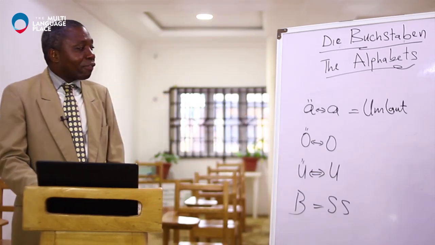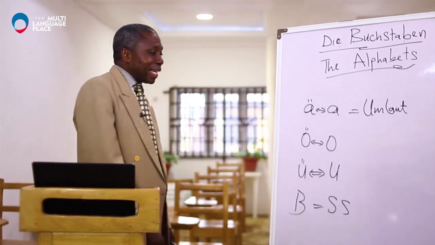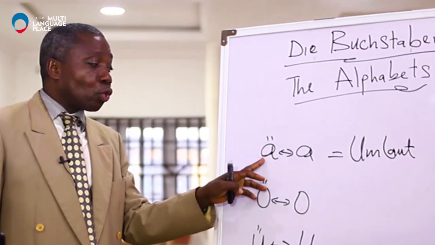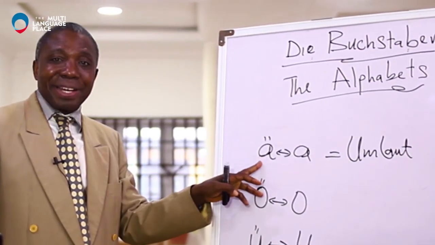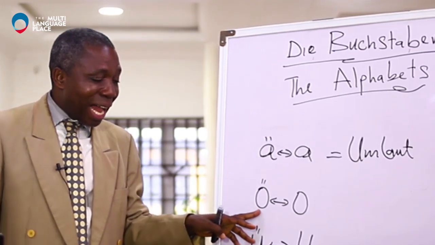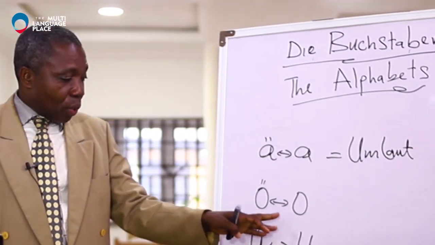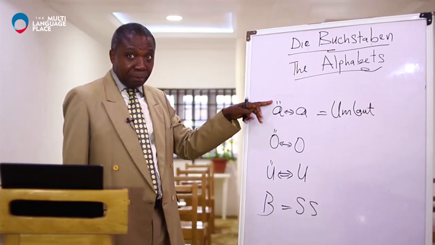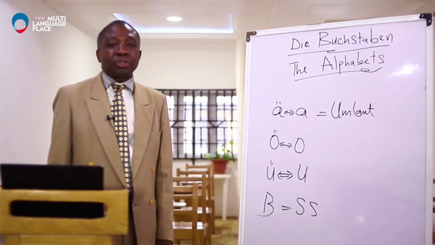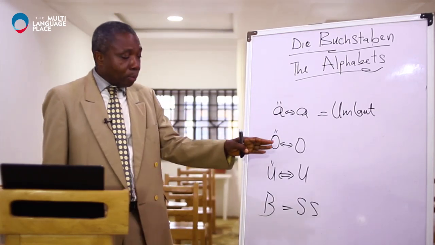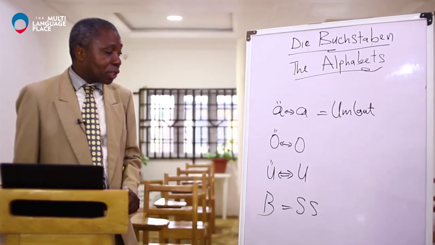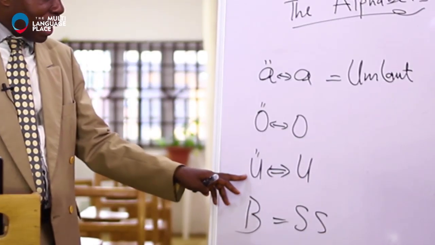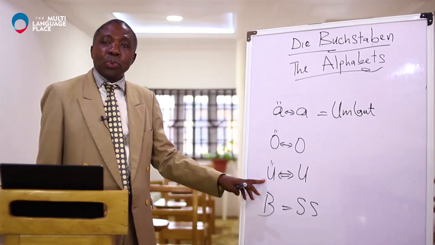And I have the alphabets on the board. The first one is A, actually coming from A with umlaut. Then we have O, which is the addition of umlaut. The sign we have on them is what we call umlaut. And then we have O plus umlaut, which is pronounced O, and then U with umlaut, pronounced U.